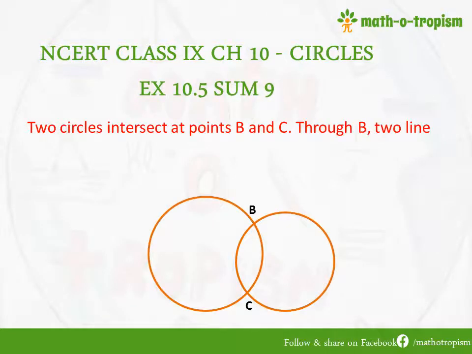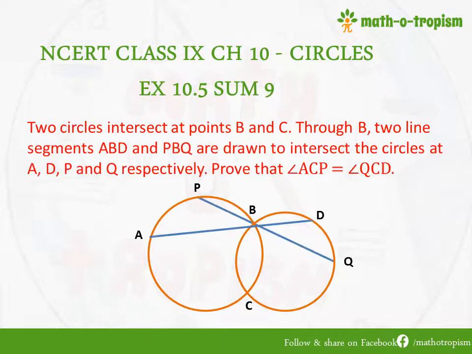Two circles intersect at points B and C. Through B, two line segments ABD and PBQ are drawn to intersect the circles at A, D, P and Q respectively. Prove that angle ACP is equal to angle QCD.